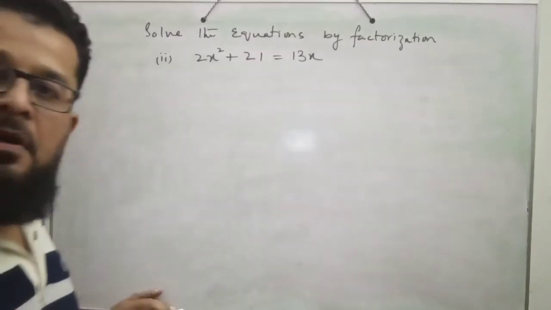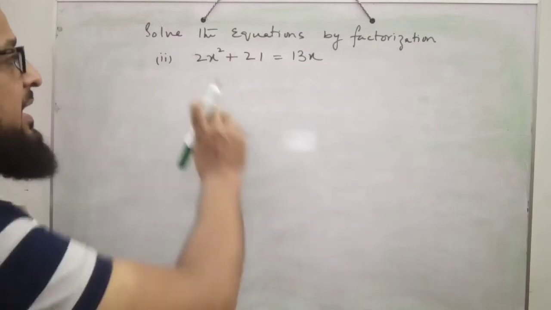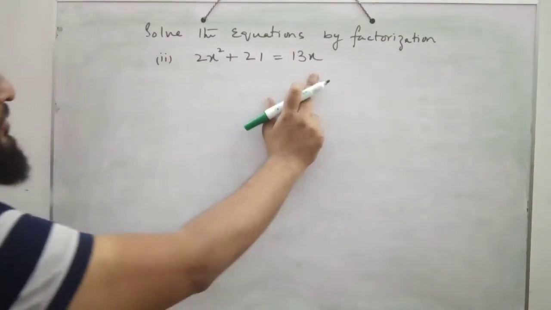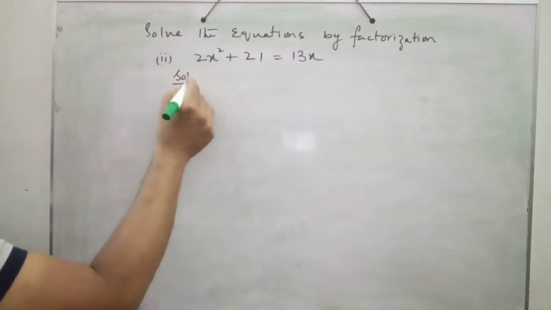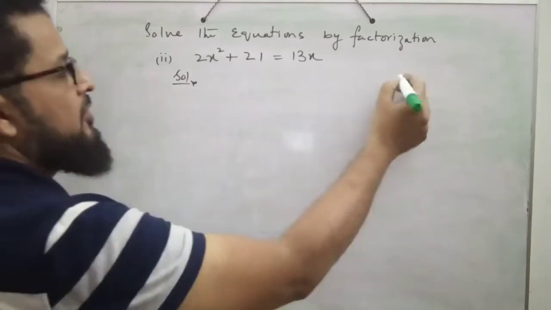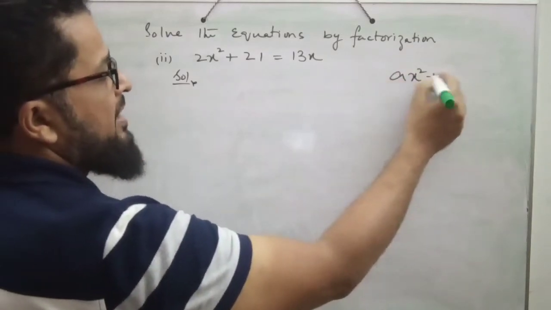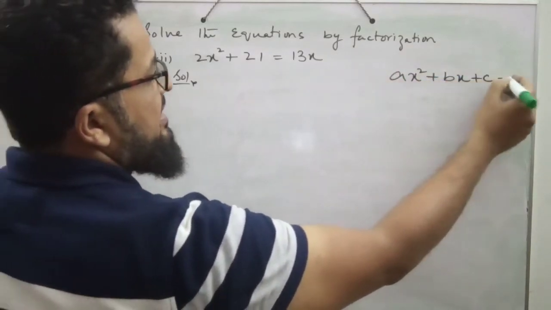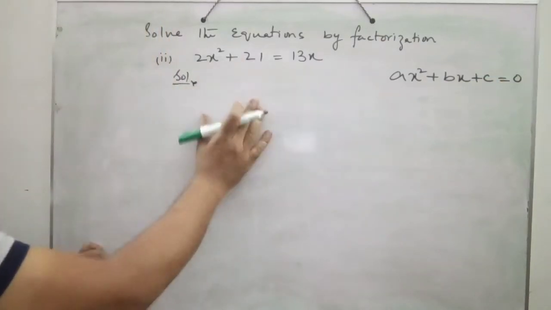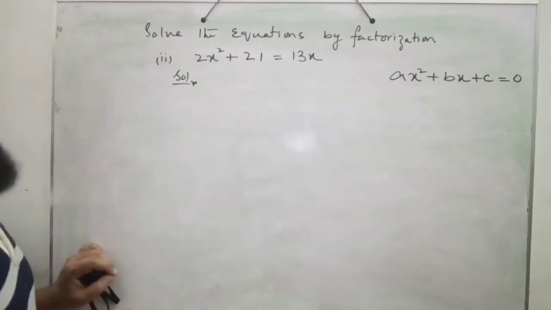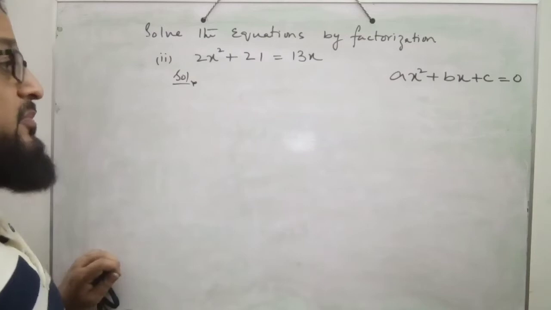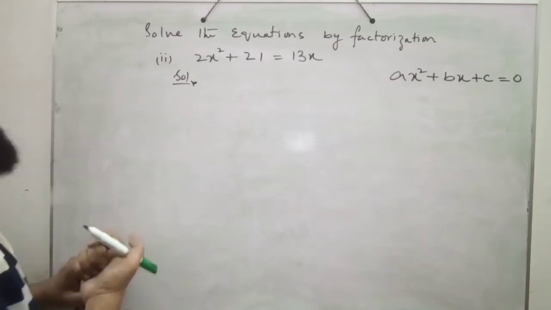Okay. Right now we have another question over here: 2x square plus 21 equals to 13x. So first you just write down this equation in the standard form. So what is the standard form? The standard form is ax square plus bx plus c equals to 0. This is a standard form. So you can write this equation in the standard form first and then you factorize it. Before changing into a standard form, do not try to factorize it.